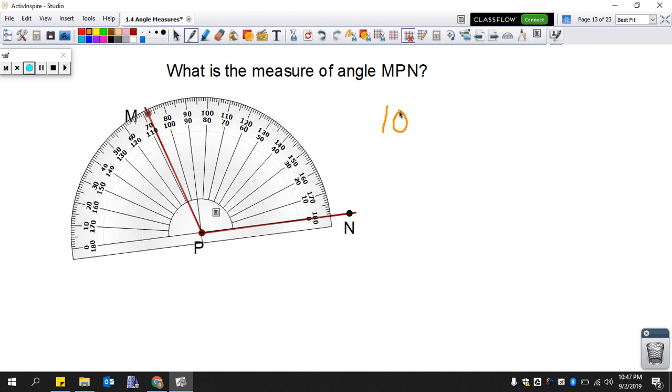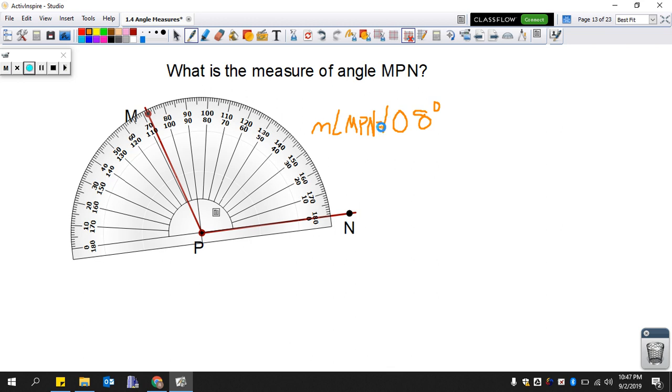So the measure of angle MPN is 108 degrees. And the shorthand way of saying that is the measure, with an M, and then the angle symbol, and then MPN is equal to 108.